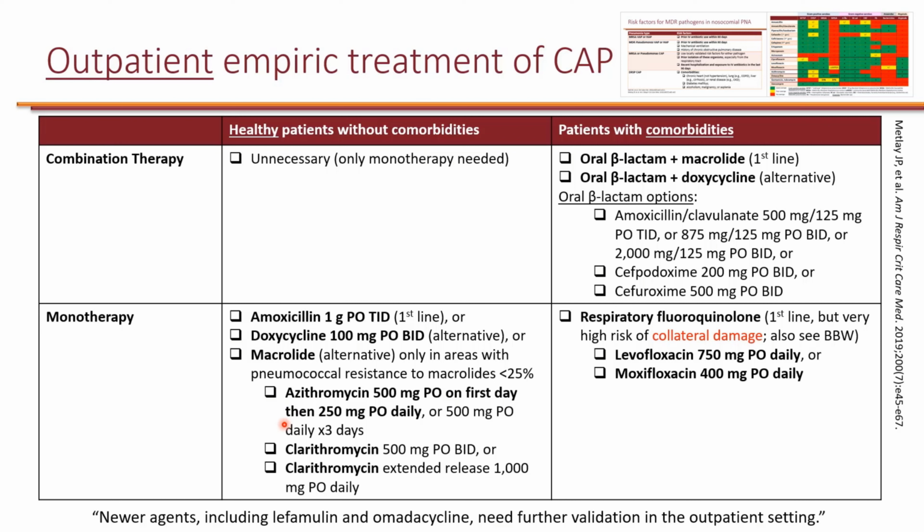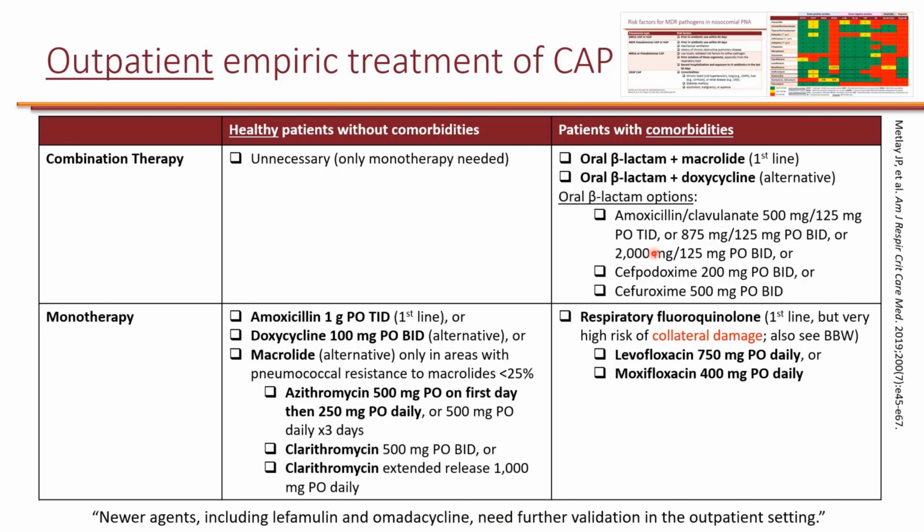Now, for those patients who have comorbidities, because they are at increased risk of having drug-resistant strep pneumo, you don't want to use a single agent, so we use a combination so that we have good coverage. So we have oral beta-lactam and macrolides as first line. And then if someone cannot tolerate that option, alternatively, you can use a combination of oral beta-lactam with doxycycline. Your options for oral beta-lactam could be a low-dose amoxicillin clavulanate. Since you have another agent to cover it, a low dose will be okay.